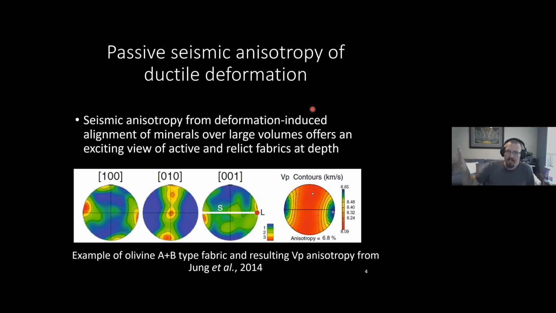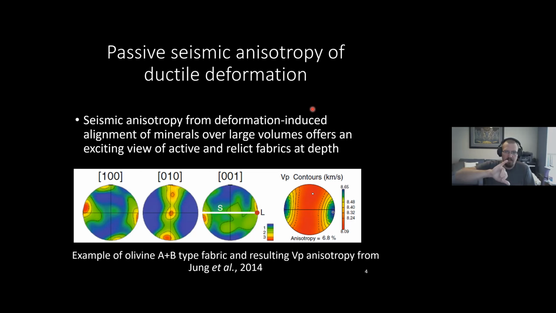And then on the right-hand side, you can see the resulting calculation for VP anisotropy. In this case, it's pretty high. 6.8% is a decently high number in the VP anisotropy world that I know about. And it's a cool example because you can see that the 100 is probably the fast axis in olivine, because the way that all of those axes are pointing like this on the screen is the same place where the VP is faster.